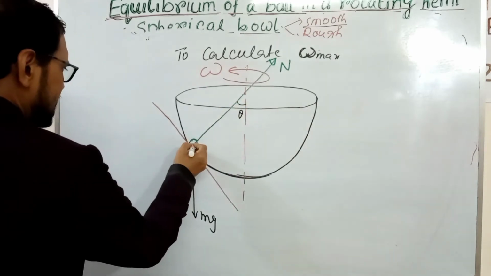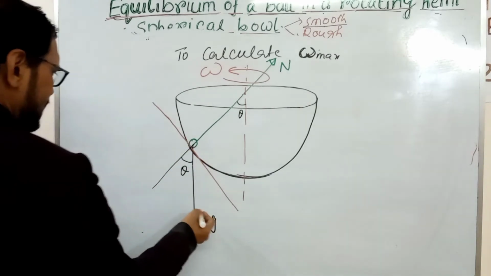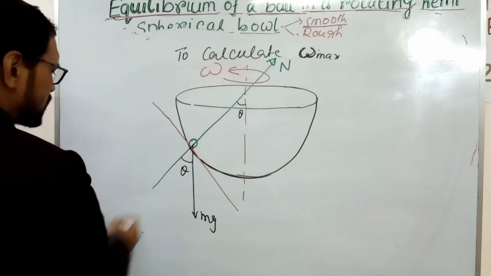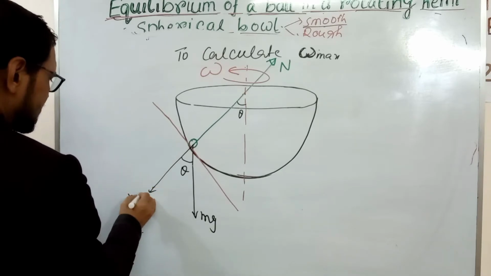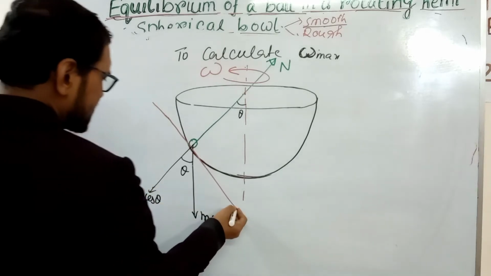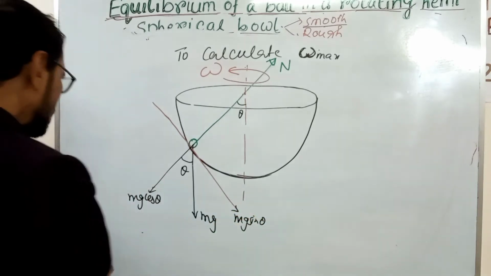If this angle is theta, then this angle is also theta, corresponding angle. Now we resolve mg into two components. This direction is mg cos theta and this direction is mg sin theta. Next, what is the centrifugal force?